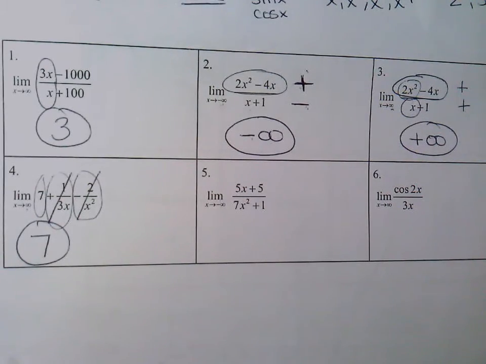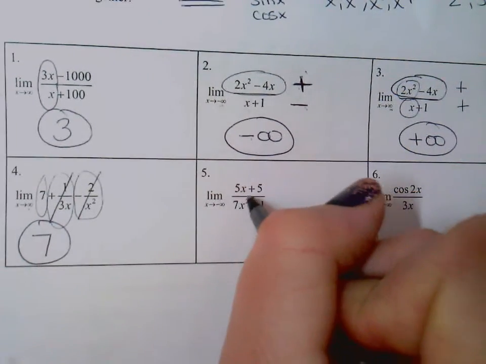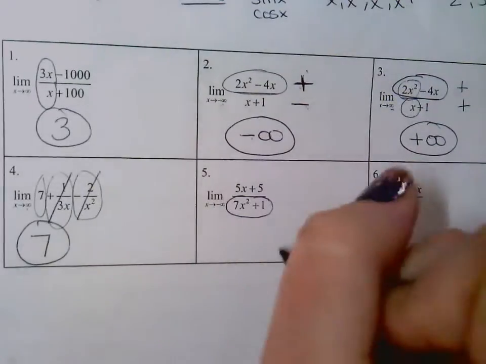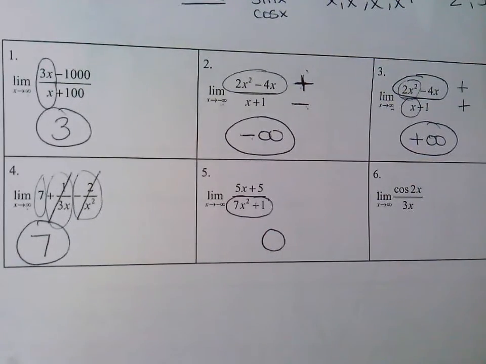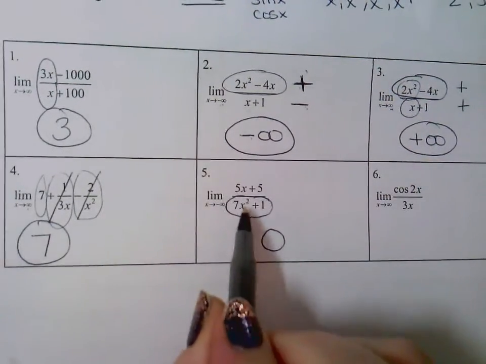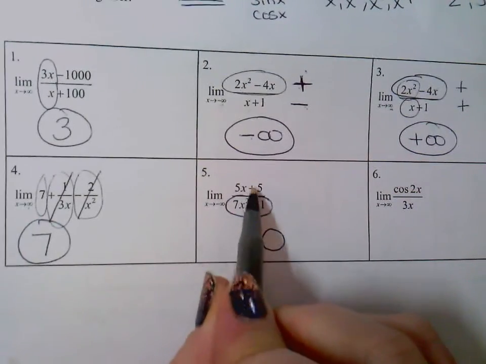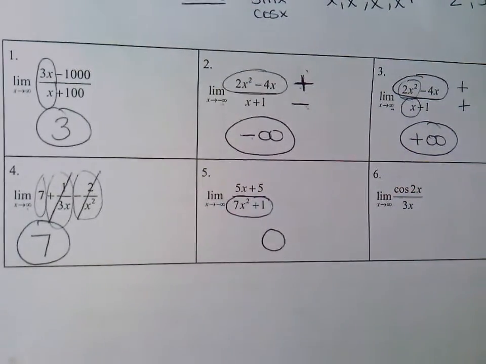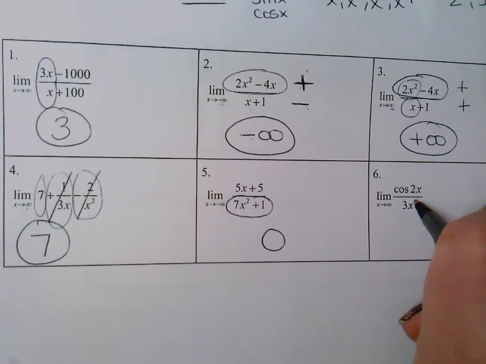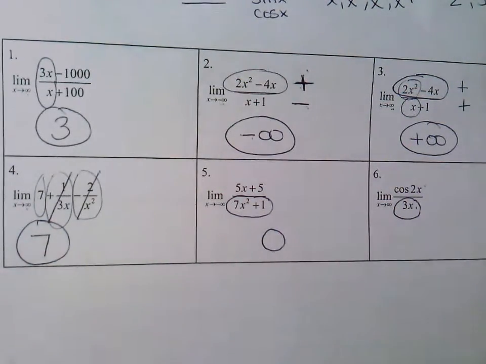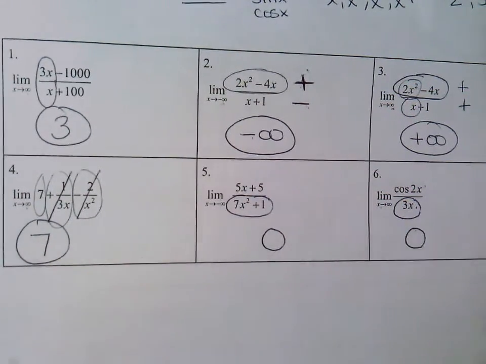Let's see, number 5, it looks like the denominator wins with x squared. So the limit is going to approach 0. When I plug in a really big number, this blows up, and something divided by a really big number is 0.00000001. Number 6 has a trig function in it. So remember I said linear functions or polynomials will always beat trig functions. So the denominator wins. So when I plug in a big value, this function will approach 0.